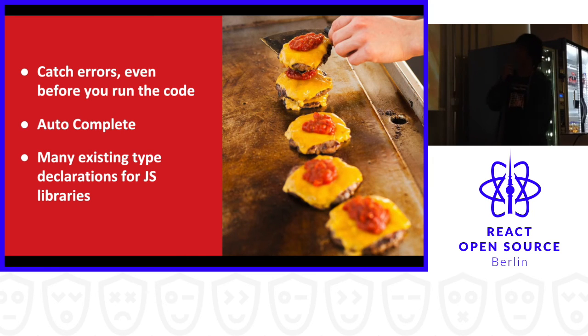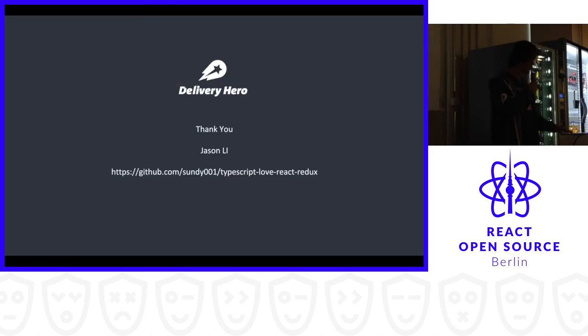Let me give you a quick summary of the talk. TypeScript can catch errors even before you run the code. Second, the autocomplete is amazing. It brings you an amazing developer experience. You just need to put a dot behind an object and every property will be displayed for you. And also, TypeScript works with external libraries. So basically, you don't need to worry about your existing libraries.